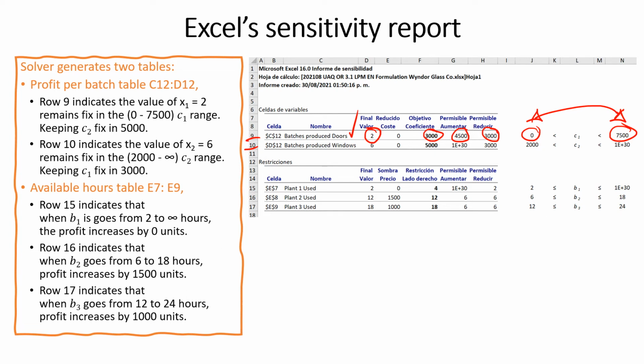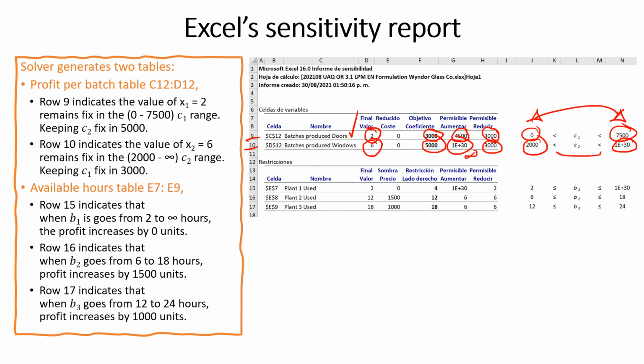Also, the same for the batches produced of windows. We started with 5,000. If we subtract 3,000, we're going to get 2,000. But if we add infinite, this number is infinite for Excel, so we're going to have an infinite number. That means that the profit per batch for windows, that's C2, can move between 2,000 and infinite, and this will not change the 6 batches produced of windows.